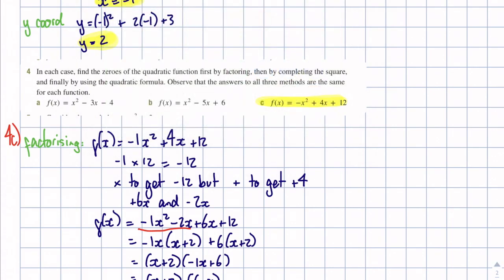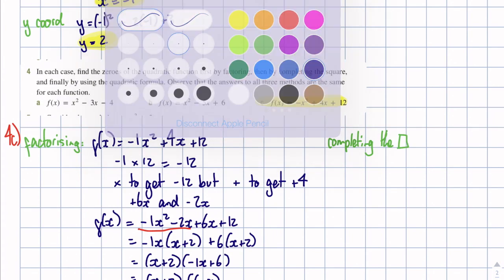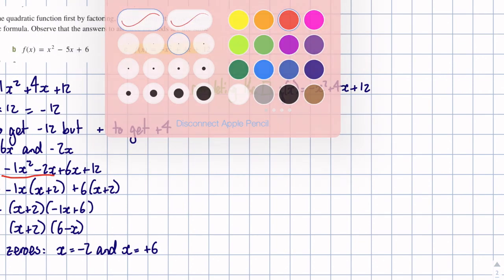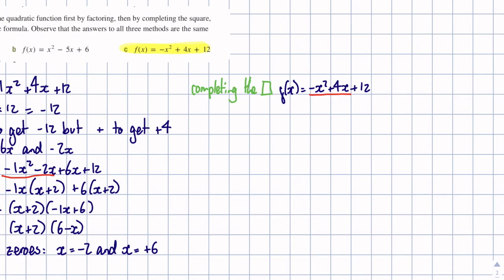Okay, next method, completing the square. That's a square. Okay, so I'm just going to write out our function again. f of x equals negative x squared plus 4x plus 12. I factorise the first two. Well, I don't completely factorise it. I just make it so that the coefficient of the x squared term is positive 1. So I'm going to take minus out the front. I've got x squared, that's going to change to take 4x plus 12.